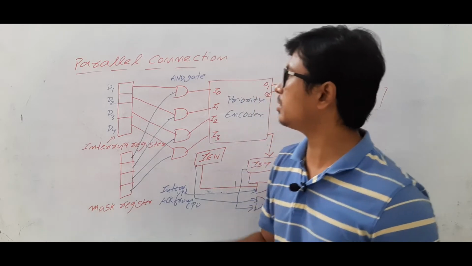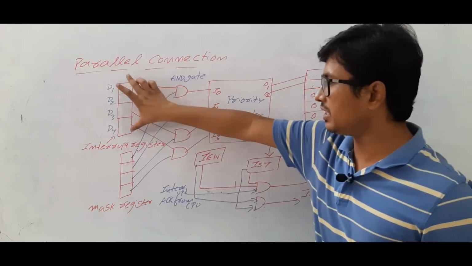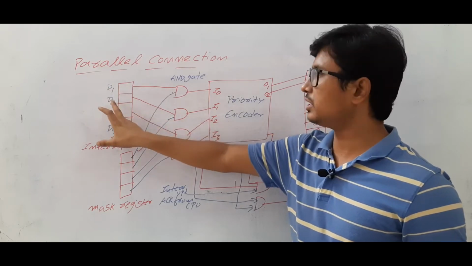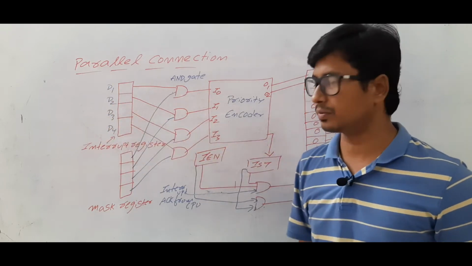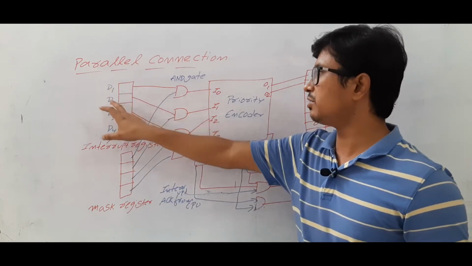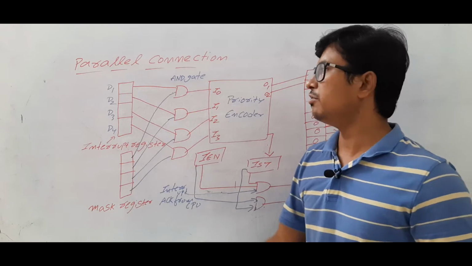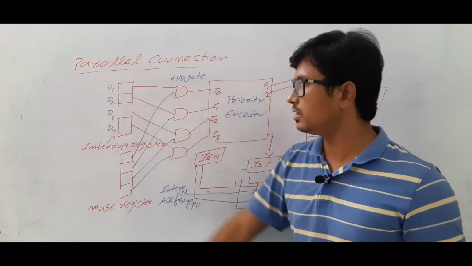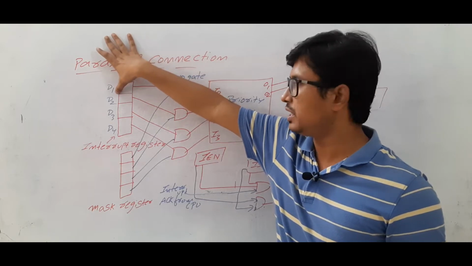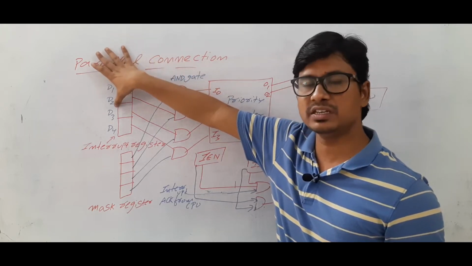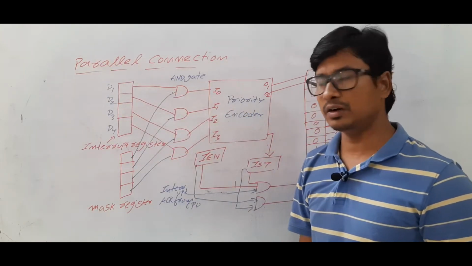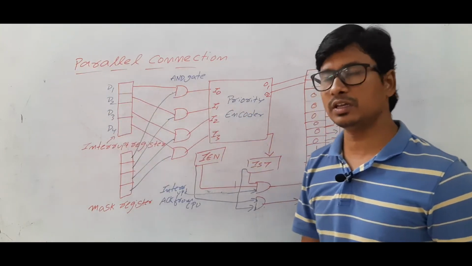Let me discuss the parallel connection. We have an interrupt register. In the interrupt register, we have device 1, device 2, device 3, device 4. The order is given based on their priority. So, device 1 has the highest priority, device 2 has the next highest priority, device 3 has the next highest priority, and device 4 is the least priority one. Okay. So, this is based on their priority.